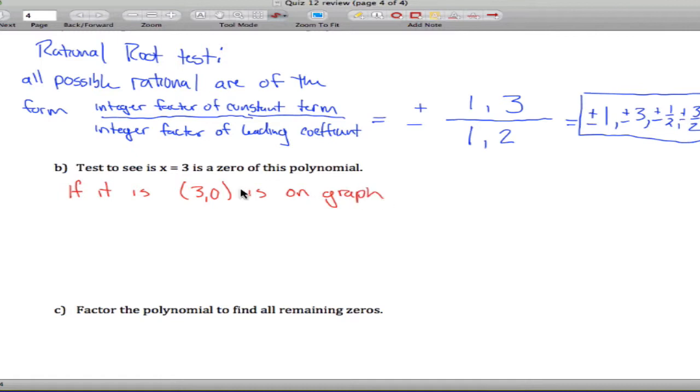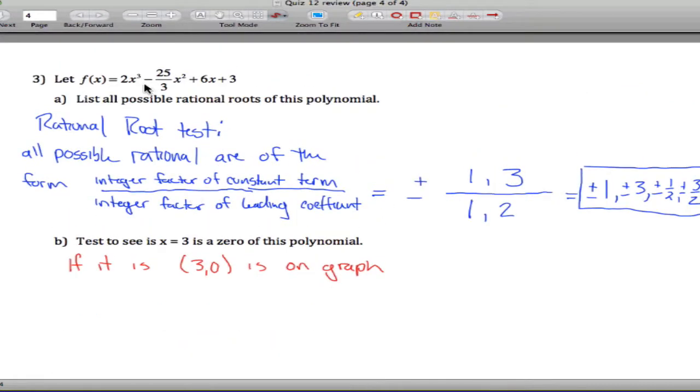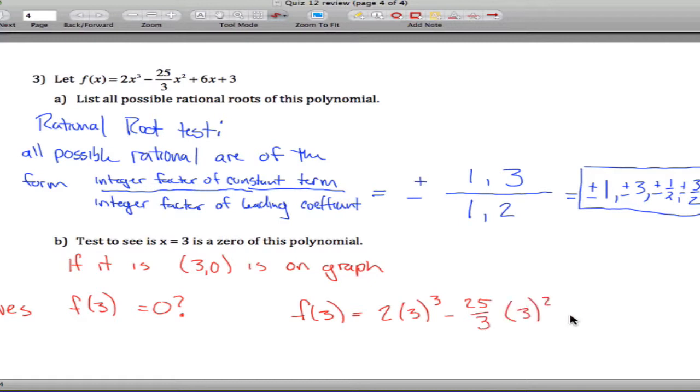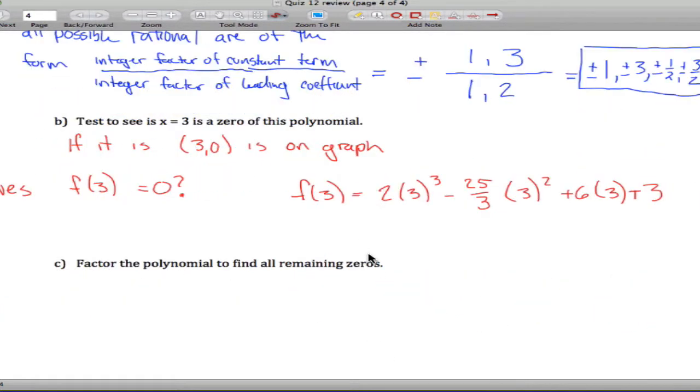How can I figure out if (3, 0) is on the graph? Well, all I've got to do is change all the x's into 3's and see if it's equal to 0. Figure out f of 3. Does f of 3 equal 0? Well, let's see. f of 3 would be 2 times 3 cubed minus 25 thirds, sorry about the fractions, times 3 squared plus 6 times 3 plus 3. Does this thing equal 0? I can't tell.